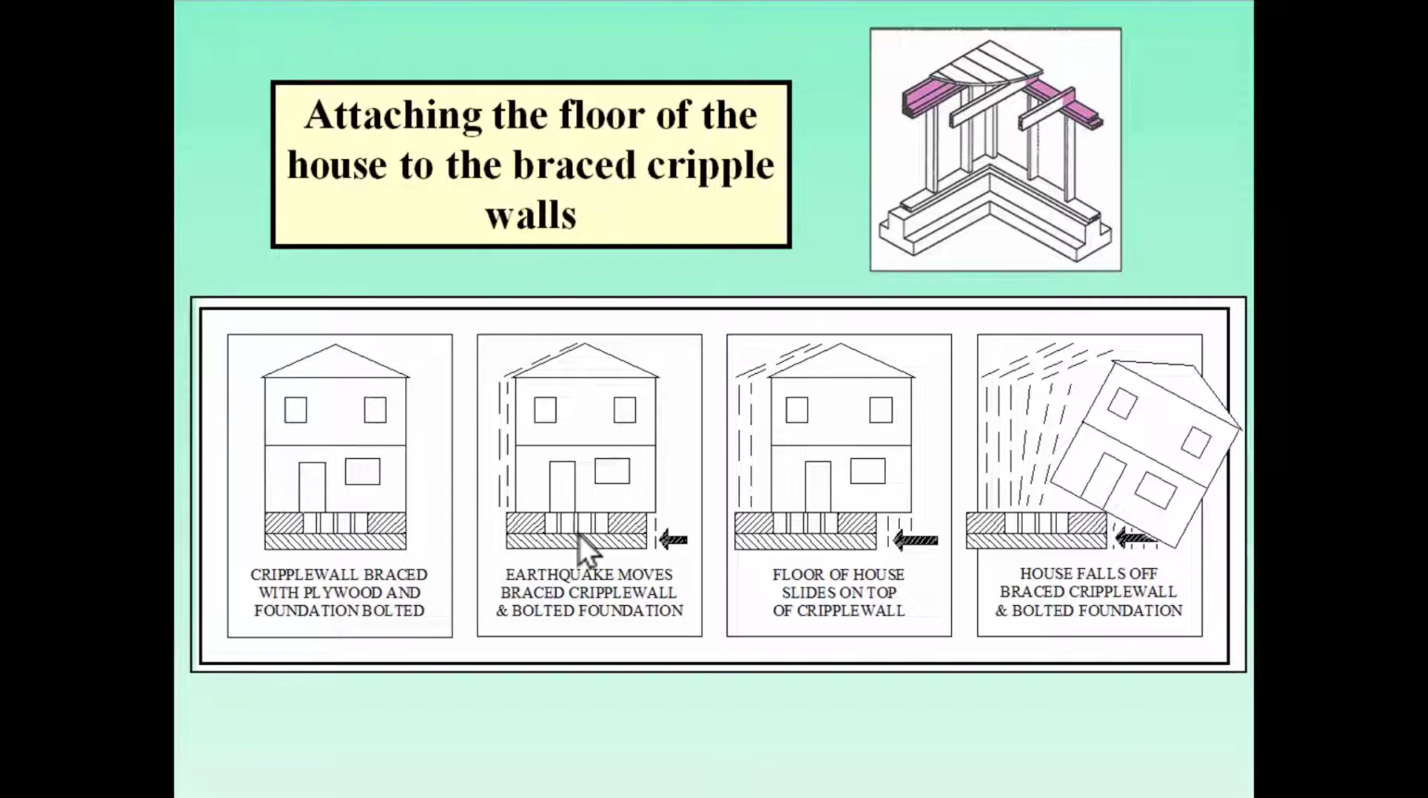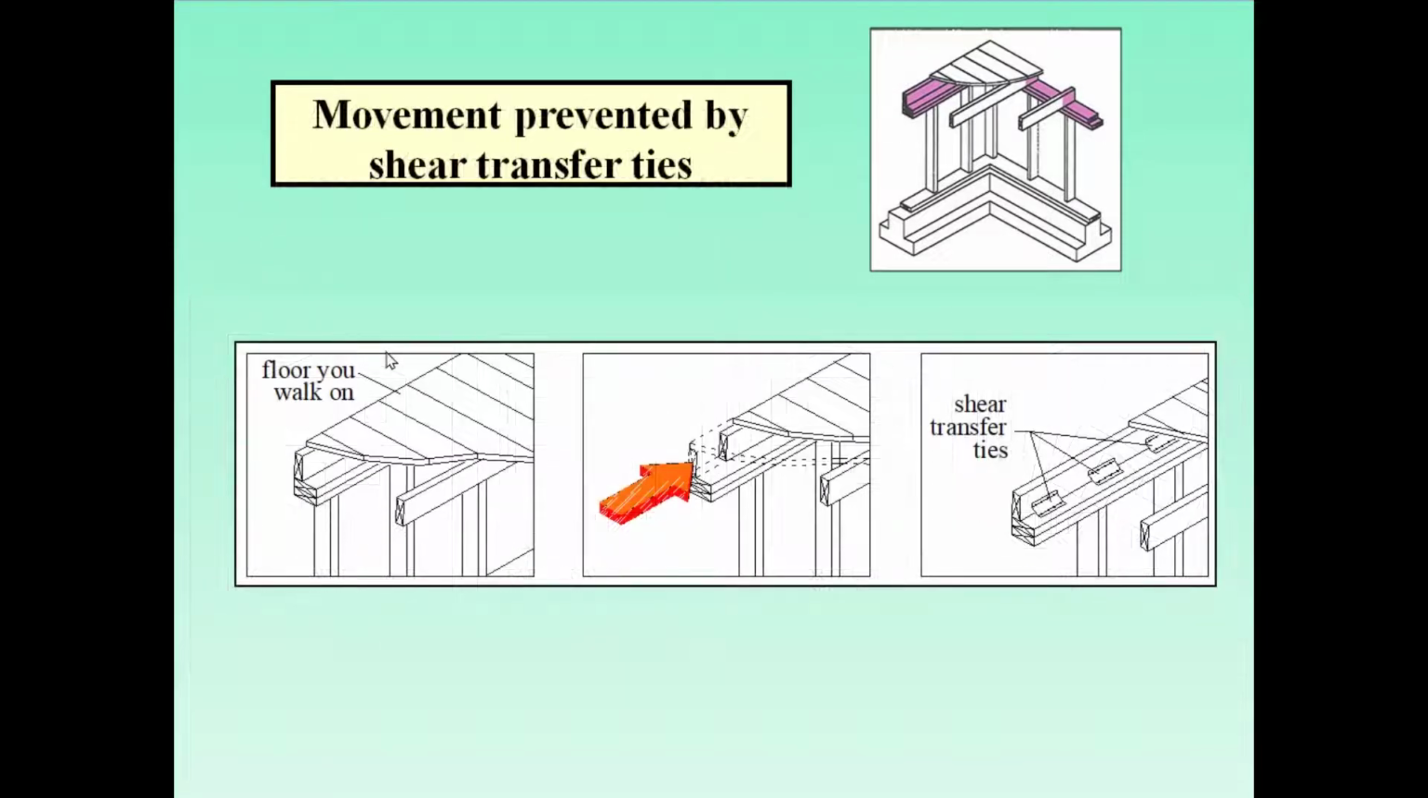And what happens is the earthquake happens, and then look, the plywood and the bolts stay where they're supposed to be, but if you don't attach the house to it, then the whole house can come sliding off like that. And we fix that with something called shear transfer ties, which I just mentioned.